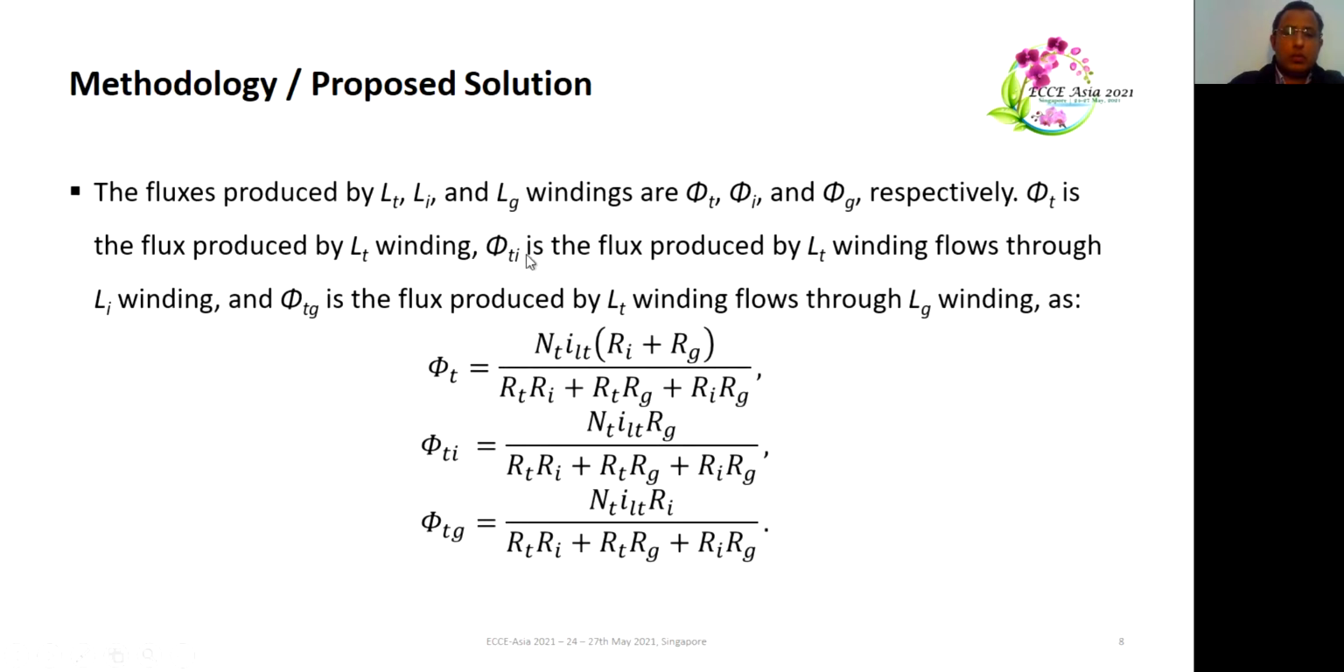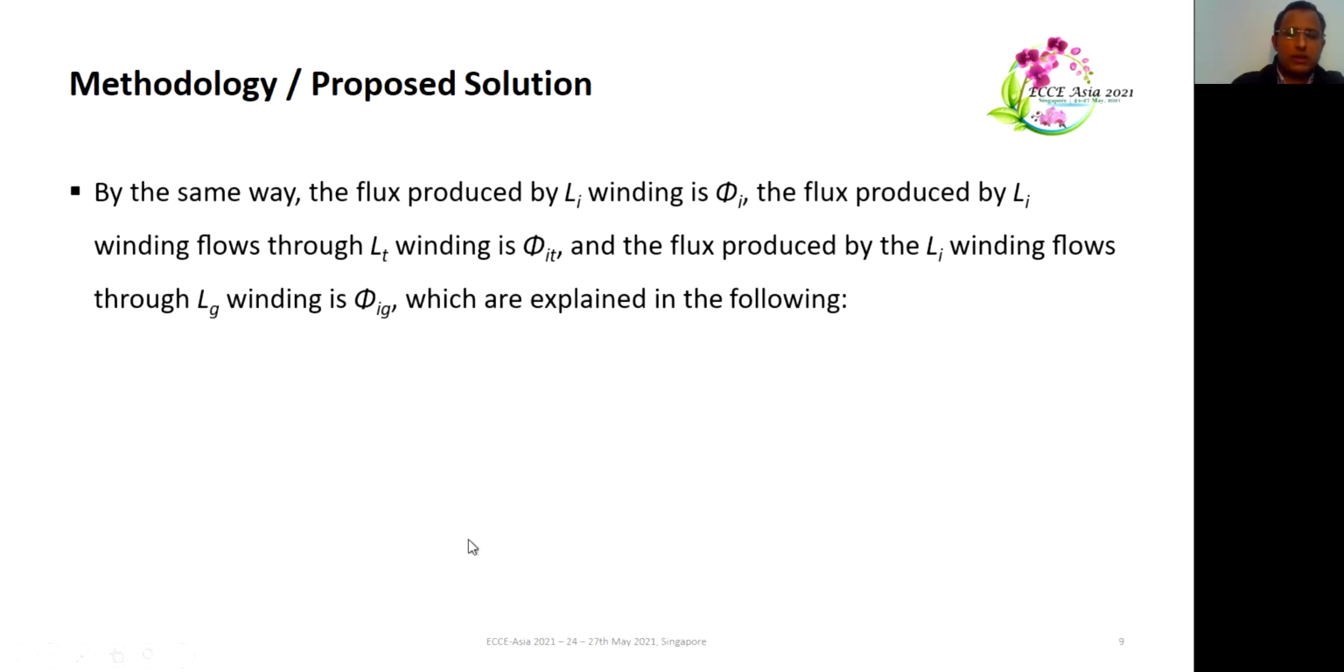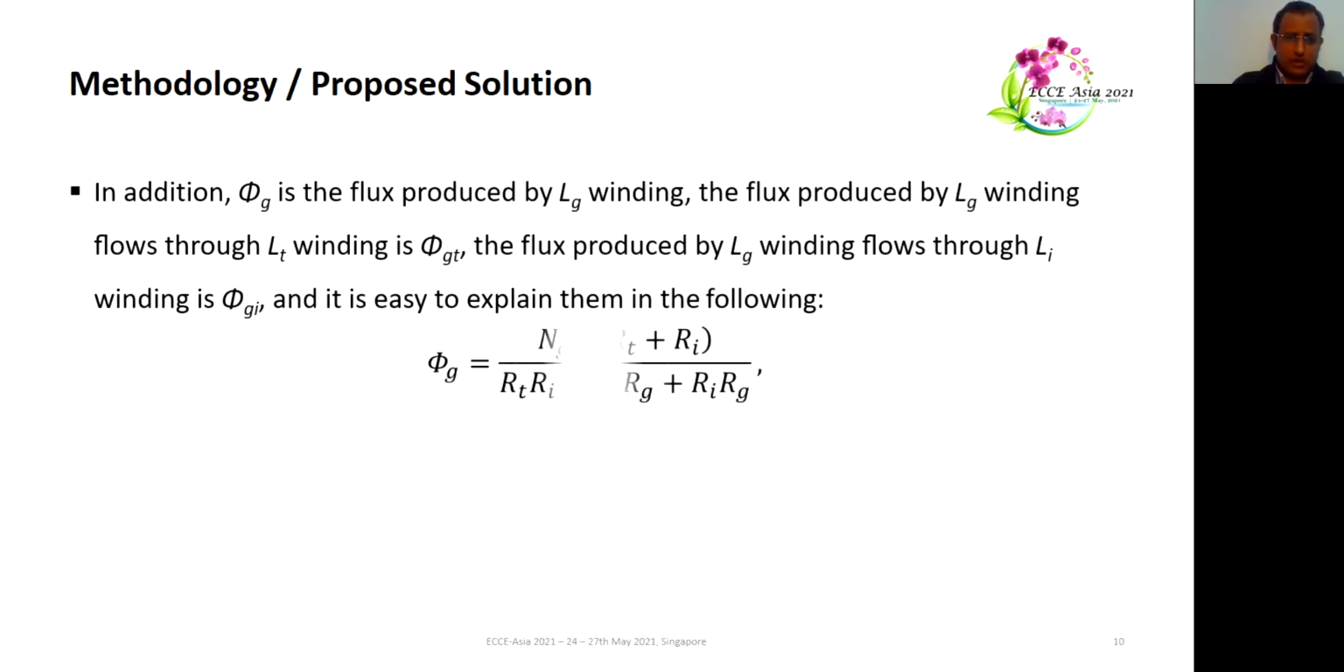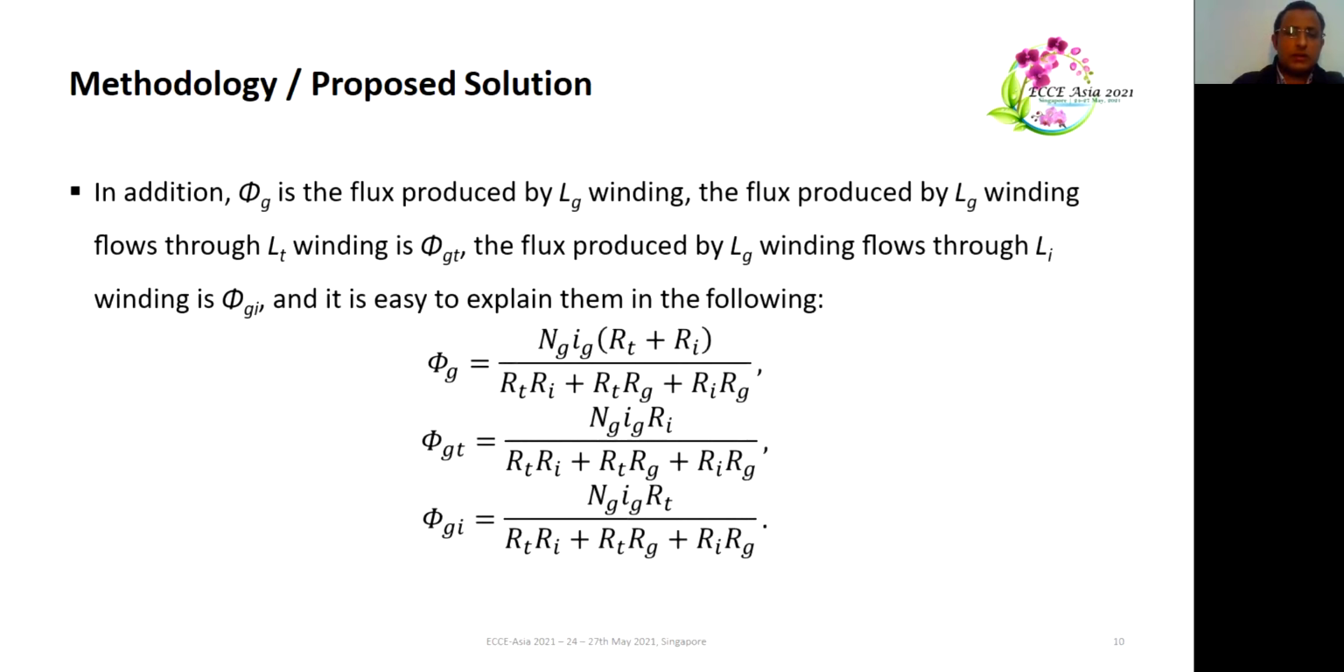Methodology. The fluxes produced by these windings are given in these equations. Phi t is the flux produced by the LT winding, and phi ti is the flux produced by the LT winding that flows through the Li winding. In the same way, we get the flux produced by LT that flows through Lg. By the same way, we can get the flux produced by Li and the flux produced by Li that flows through the two other windings. Also, we can get the fluxes produced by Lg, the grid side inductor.